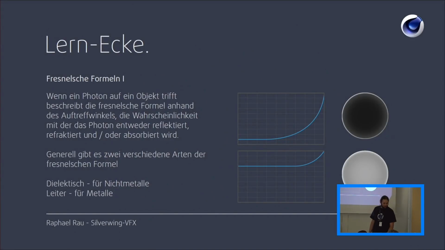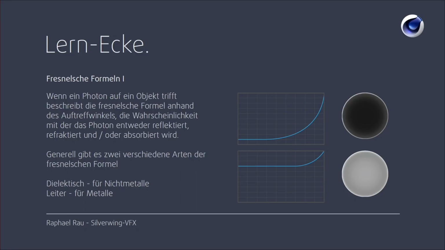All right, so we are back at the learning corner, and there's no presentation from me without Fresnel. You all know that. For those who don't know Fresnel, it's a formula... I have to rethink that in English now. If you have rays coming toward a surface, dependent on the angle of the ray, it gives the probability of whether the ray is going to be reflected or refracted. That's actually what Fresnel is doing.